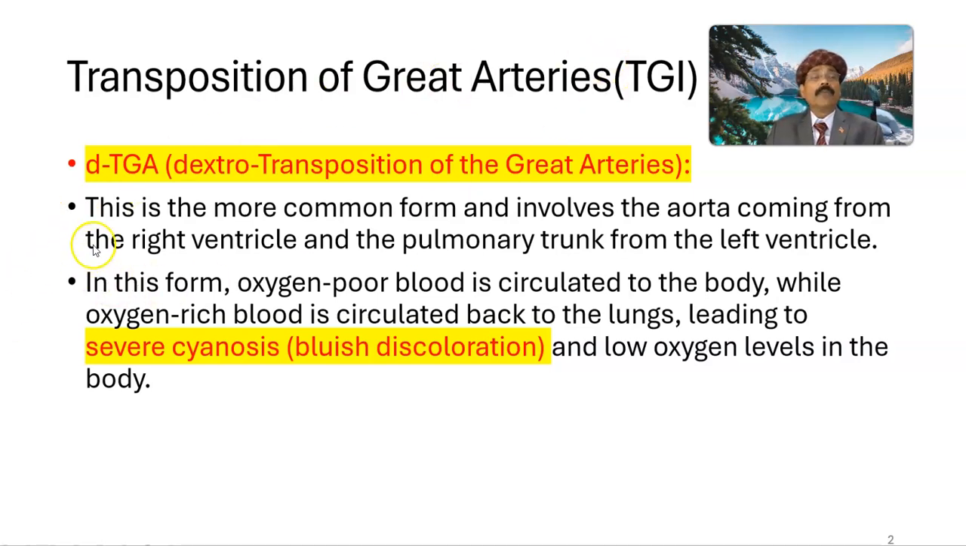So the most common type is the dextro transposition of great arteries. This is the more common form and involves the aorta coming from the right ventricle and the pulmonary trunk coming from the left ventricle. In this form, oxygen-poor blood is circulated to the body, while oxygen-rich blood is circulated back to the lung, leading to severe cyanosis. There is blue coloration of the skin and mucous membrane, and low oxygen levels in the body.